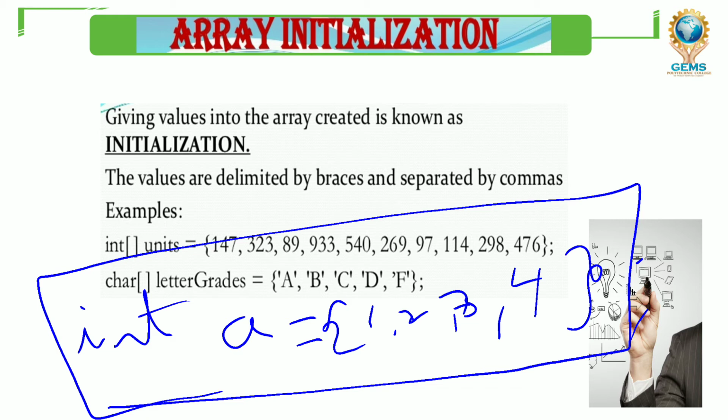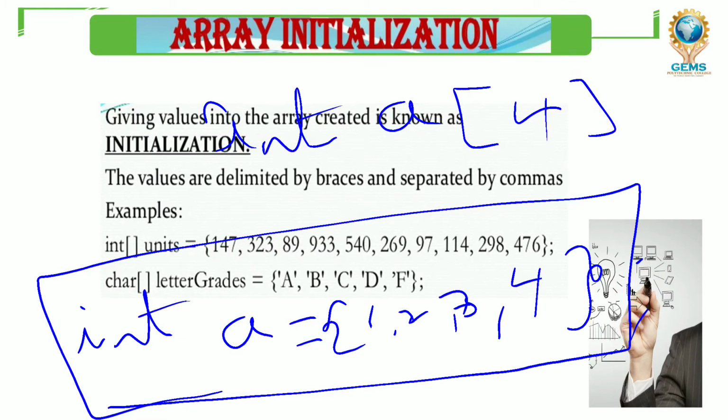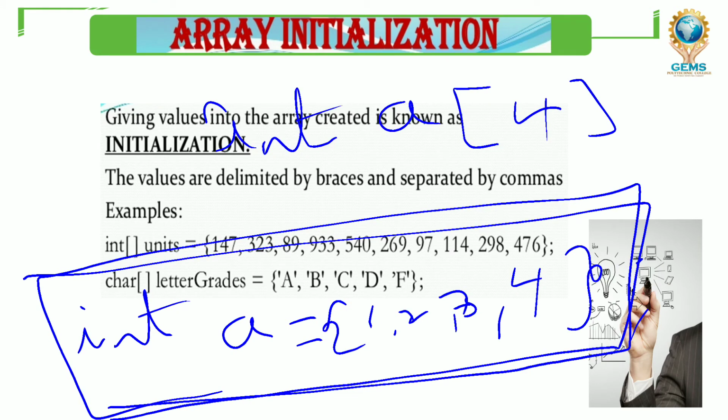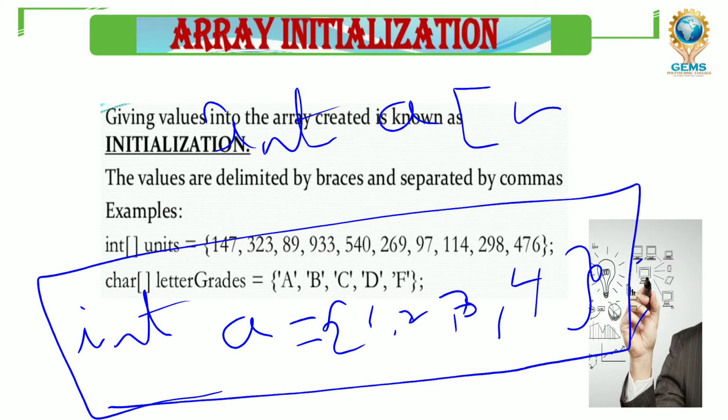What is the array size? Array int a size is 4. Now I am entering 1, 2, 3, 4. So entering or giving values to the array is called array initialization. When array initialization is over, what will happen? I will show that one also to you.